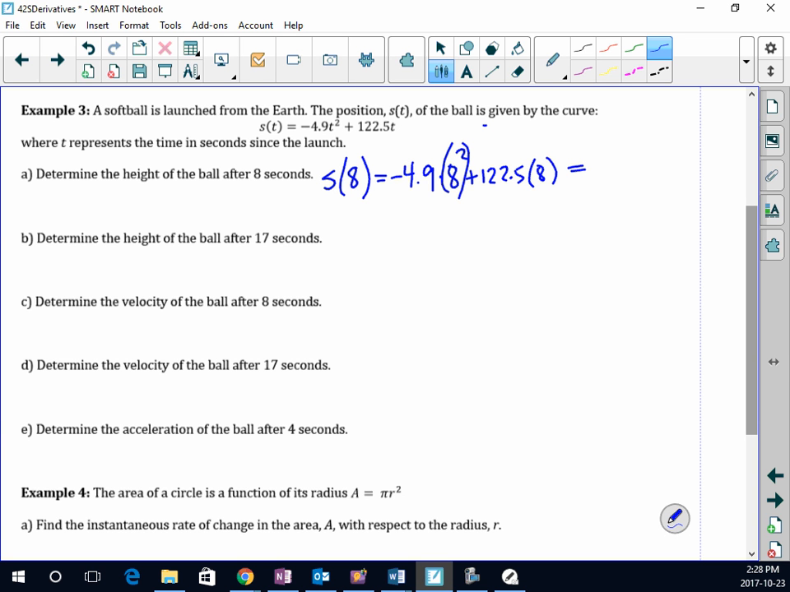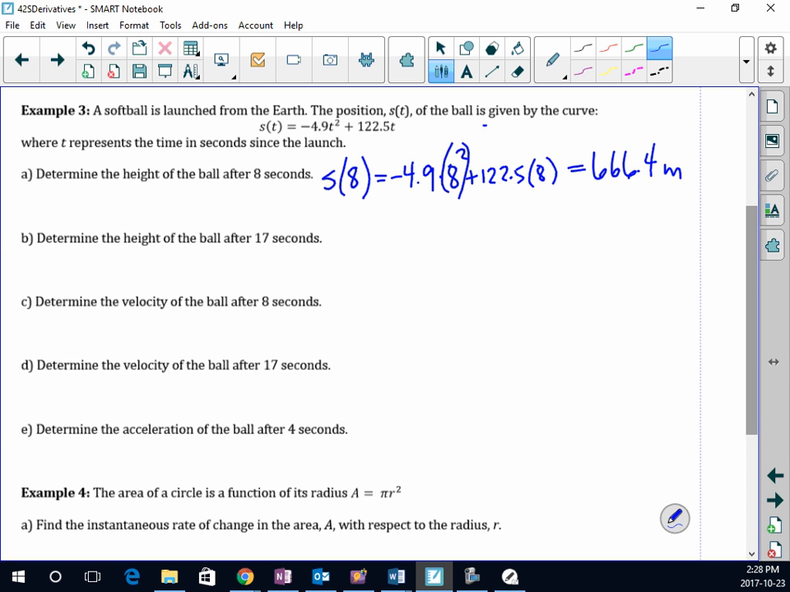How come we don't have our calculators out? Let's punch it in and get an answer. Did you get 666.4? And what units would that be? Yes, I did. What units would that be? Meters.